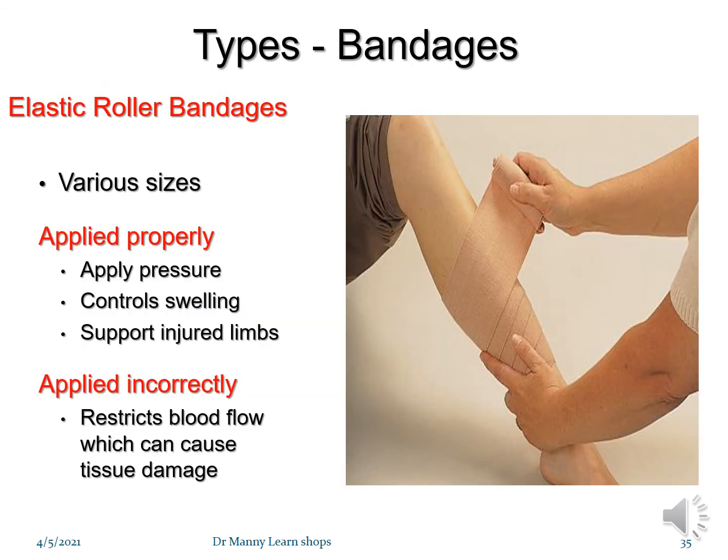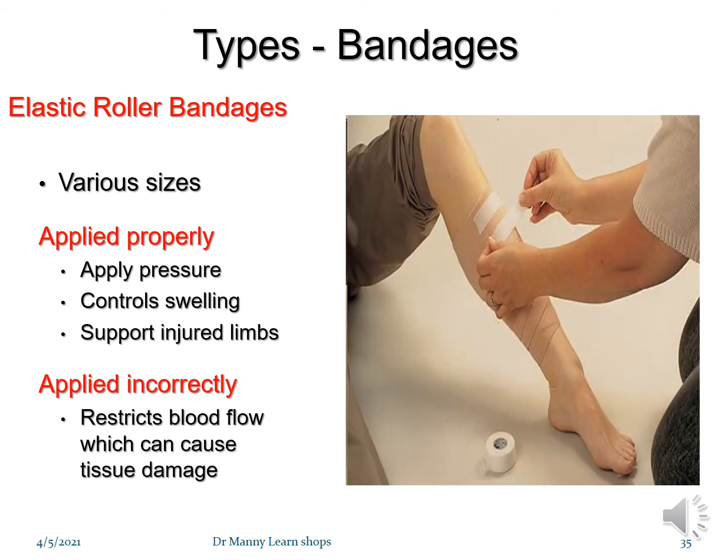Then you've got elastic roller bandages, and they come in various sizes. When they're applied properly, they apply pressure, they control swelling, they support the injured limbs. When applied incorrectly, they restrict blood flow, which can increase tissue damage.